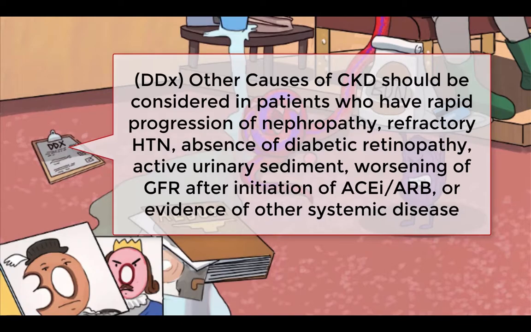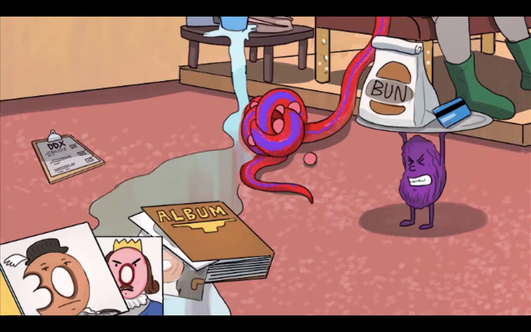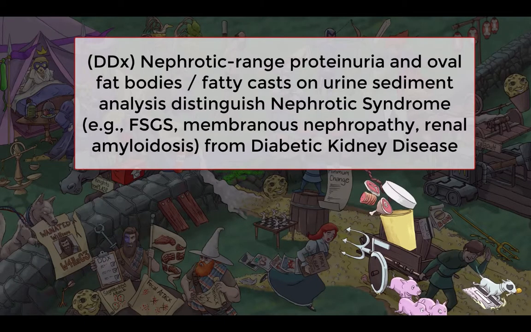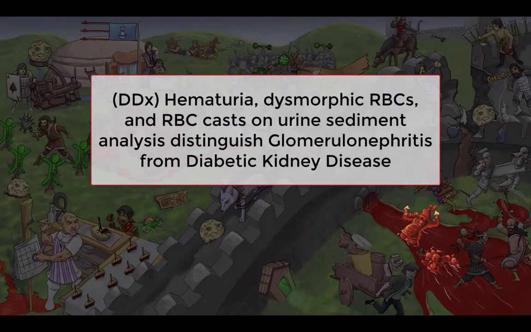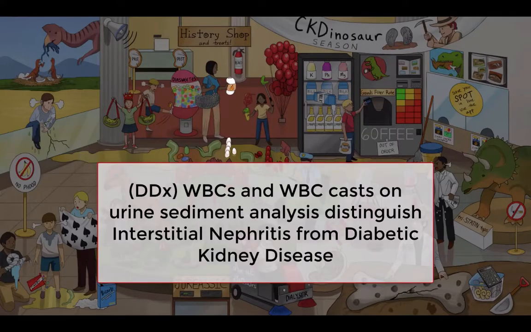One sensitive feature to look for is the presence of active urinary sediment on urinalysis. Cells, casts, or other abnormalities on sediment analysis point away from diabetic kidney disease, which typically only produces albuminuria. Specifically, nephrotic range proteinuria and oval fat bodies or fatty casts on sediment are indicative of nephrotic syndrome, whereas hematuria, dysmorphic red blood cells, and red blood cell casts are characteristic of glomerulonephritis. Meanwhile, the presence of eosinophils and white blood cell casts on UA suggest interstitial nephritis.